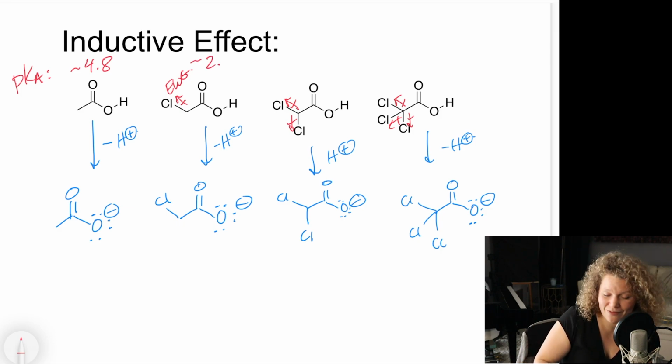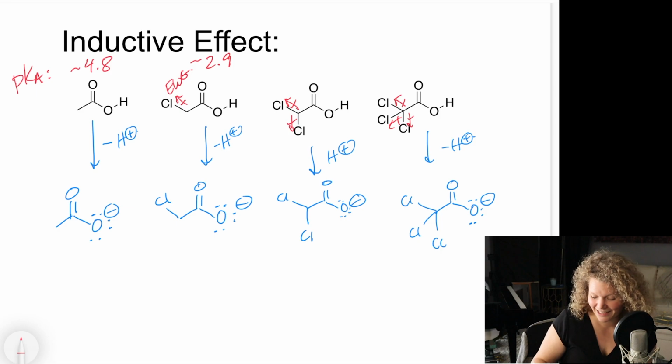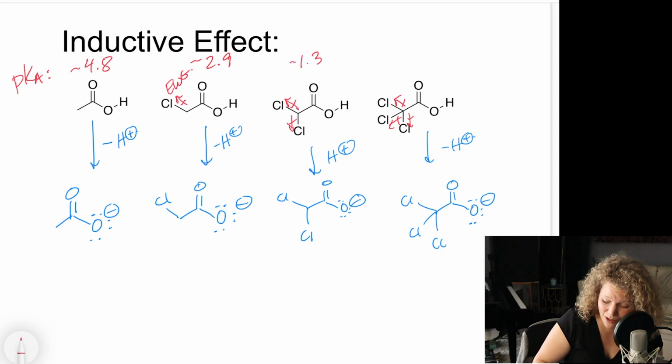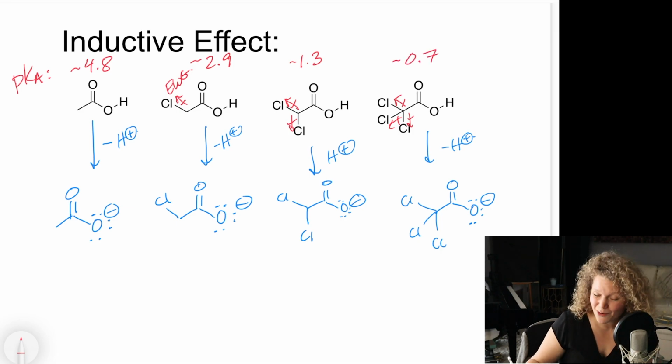When we add 1 chlorine, we have a pKa of around 2.9. And if we add 2 chlorines on this alpha position, we have a pKa of around 1.3. And if we add 3, our pKa goes down to around 0.7.